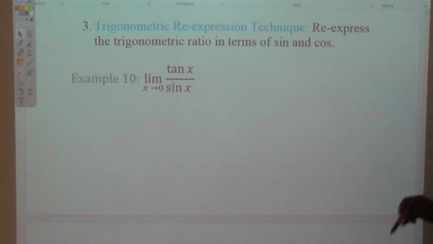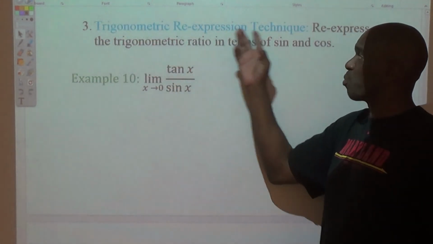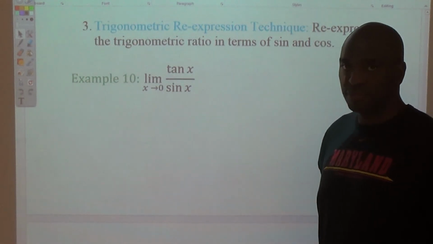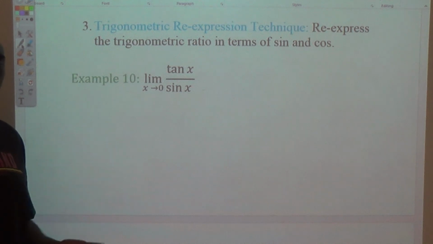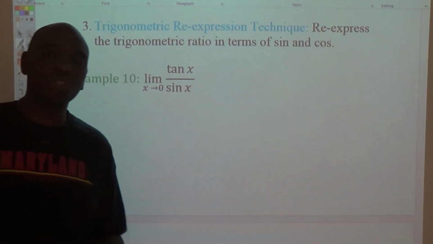Another technique. Trig re-expression technique. Okay? First, let's show and prove that direct substitution does not work.